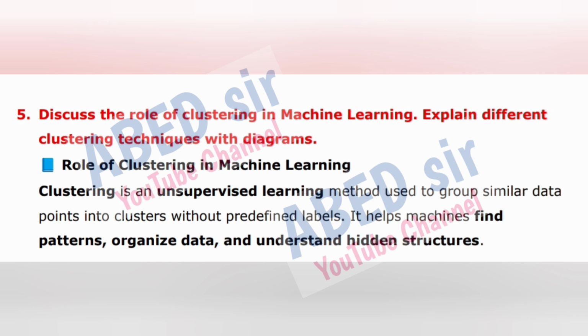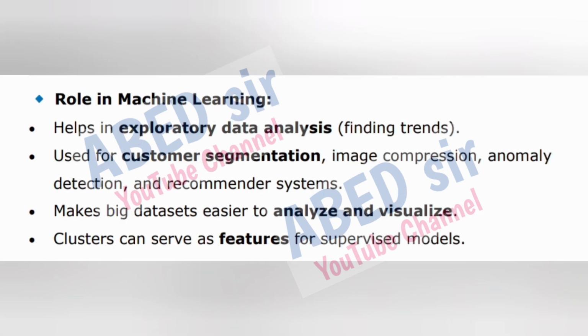Role of clustering in machine learning. Clustering is an unsupervised learning method used to group similar data points into clusters without predefined labels. It helps machines find patterns, organize data, and understand hidden structures. Role in machine learning: helps in exploratory data analysis, finding trends. Used for customer segmentation, image compression, anomaly detection, and recommender systems.